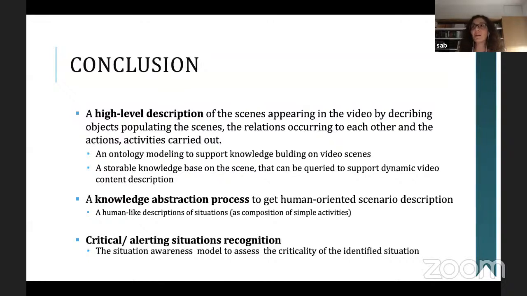Real time is not applicable so far. We use it just to describe a scenario and query it: give me all the data about what happened from time zero to time X. It's a way to get information about what happened in this range of times, used afterwards, not in real time, because it's not very easy.